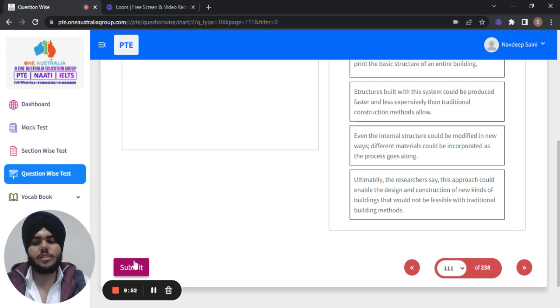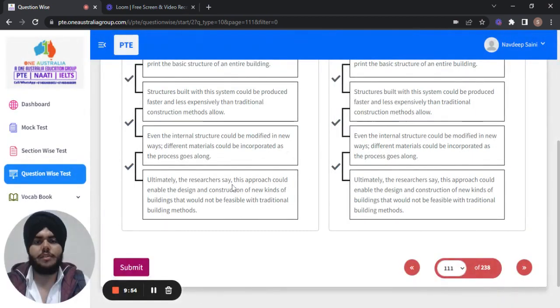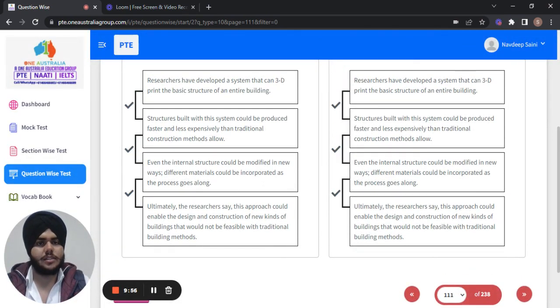So I'm pretty sure this is the right answer. Let's see. We have got our right answer. See? So try to question yourself and try to use the elimination method, right? Because it's a very useful method.